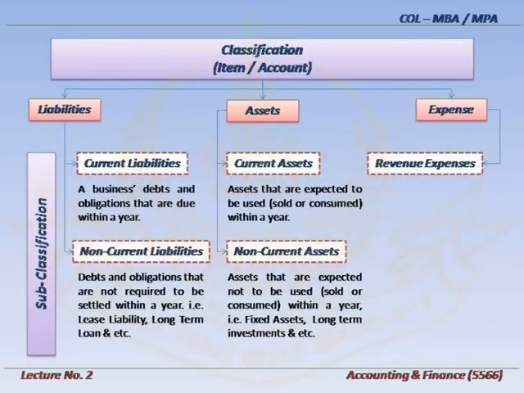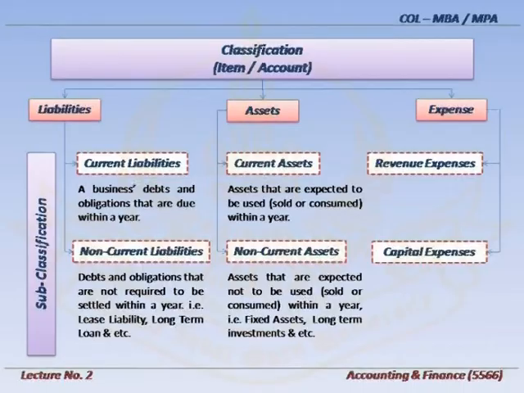Now comes the expenses. Generally speaking, utilization of funds is defined as an expense. This general concept is refined in accounting by subclassifying the utilization of funds into revenue expenses and capital expenses. Utilization of funds that provide immediate benefit is called revenue expenses.